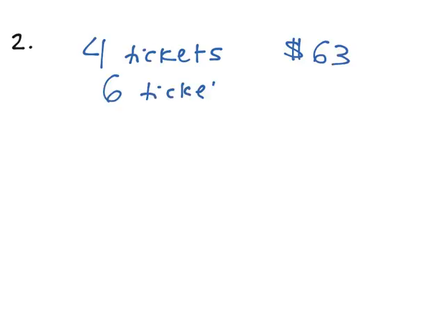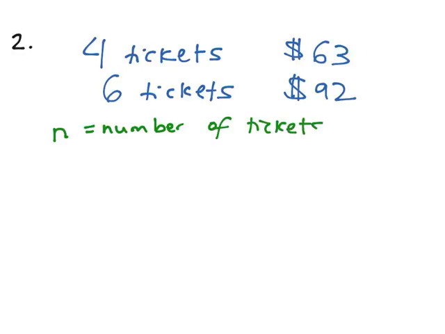A ticket stand is selling tickets for a concert. 4 tickets cost $63, and 6 tickets cost $92. Let's find an equation to find the cost for any number of tickets. For our variables, we'll use n as the number of tickets, and c will be the cost.